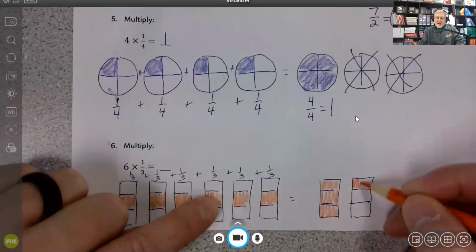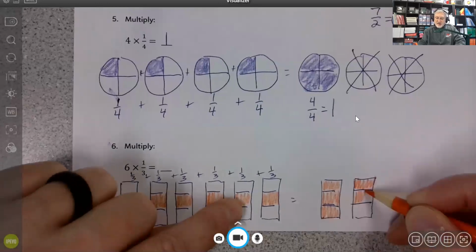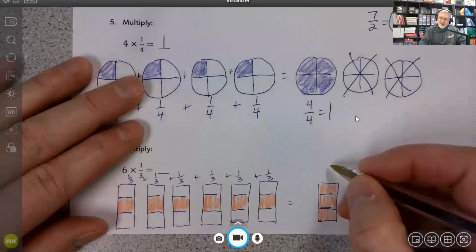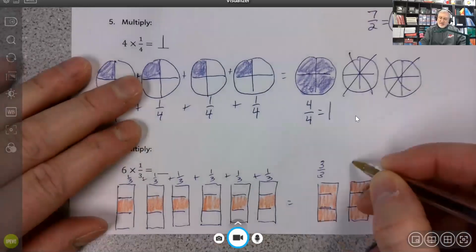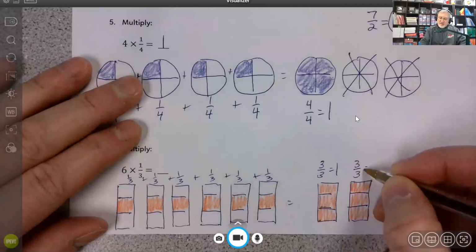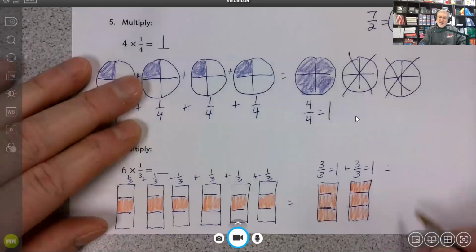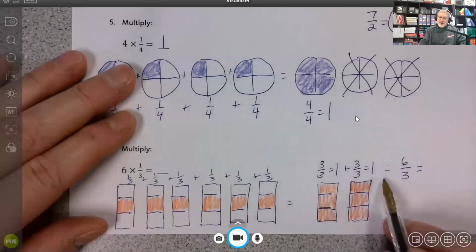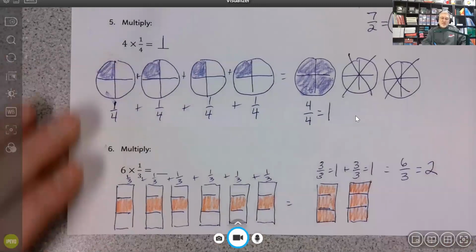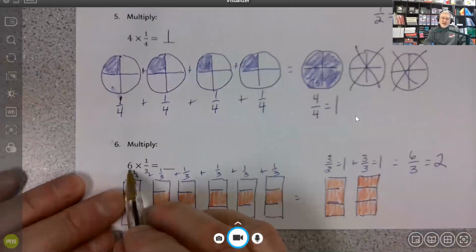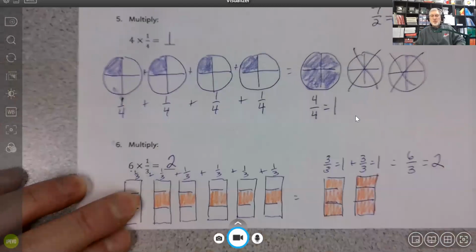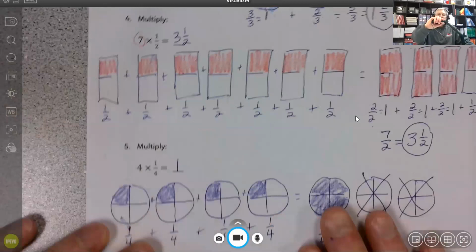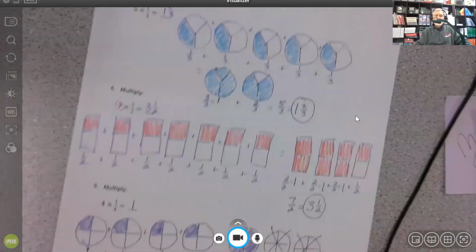I'm working on my second rectangle. Okay. So here I have 3/3 and 3/3. Well, I also know that 3/3 equals 1. Add those two together. So I have 3/3 plus 3/3 equals 6/3. Or I have 2 wholes that equals 2. So 6 times 1/3 also equals 2. Okay, so that kind of goes over this exercise, 11.02.